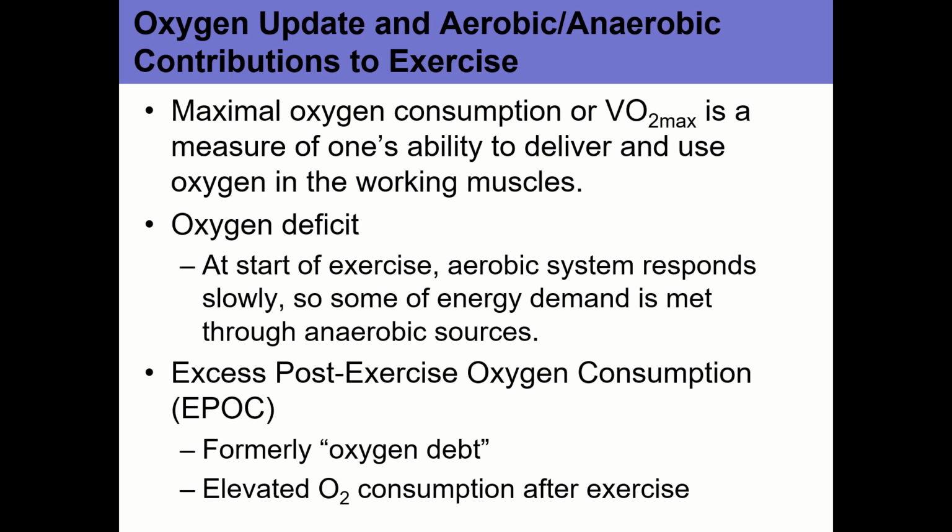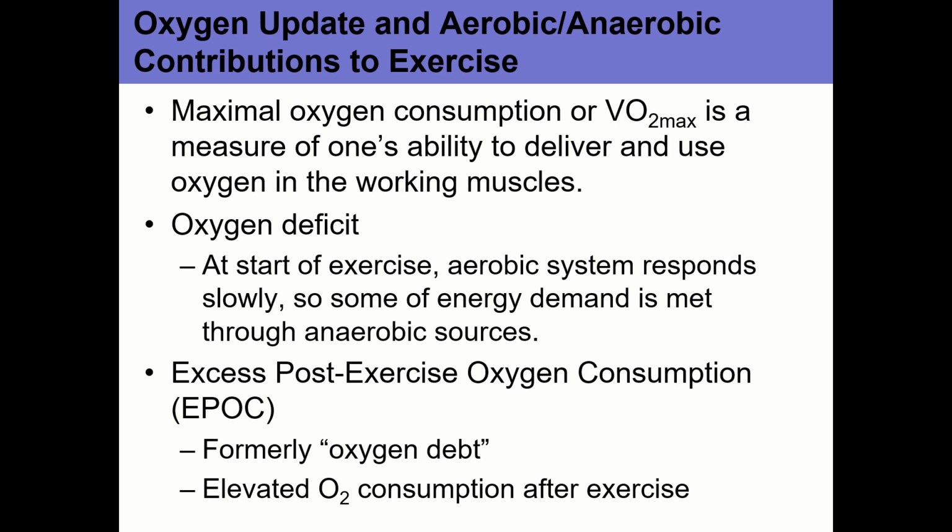Oxygen deficit and oxygen debt. So here's a tough concept. Oxygen deficit: at the start of exercise, the aerobic system responds slowly, as we talked about. So some of the energy demand is met through anaerobic sources, primarily the phosphagen system. Again, if I'm going from just sitting in class to leaving class, the energy demands from the working muscles, in the arms or legs, have increased right away. But to deliver more oxygen to those working muscles, I have to increase heart rate. There's a little bit of lag time there.